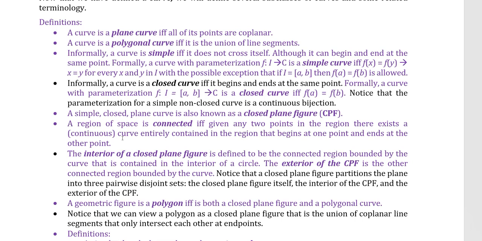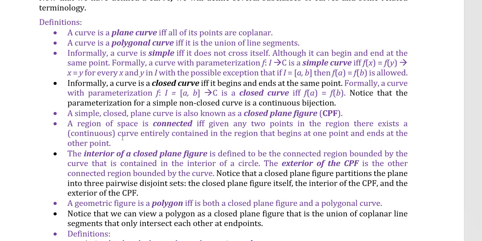Informally, a curve is a closed curve if and only if it begins and ends at the same point. Formally, a curve with parameterization f, mapping an interval, well, closed interval a to b, onto our curve C is a closed curve if and only if f of a equals f of b. It begins and ends at the same place. So the parameterization for a simple non-closed curve is a continuous bijection. A simple closed plane curve is also known as a closed plane figure.